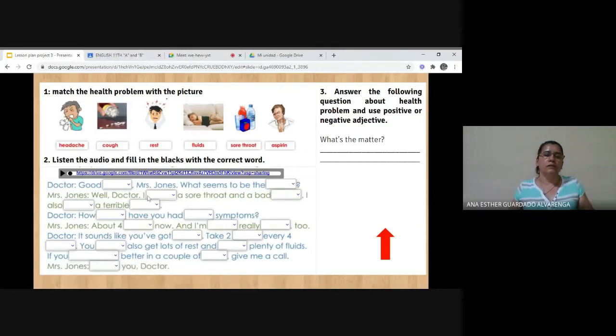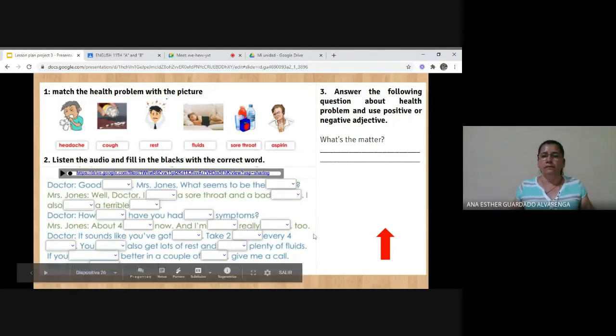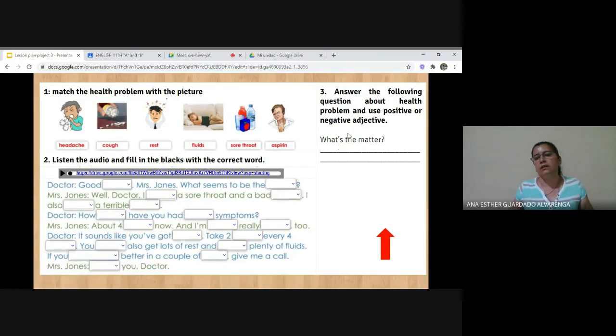The students are going to listen to the audio, follow the reading, and write the vocabulary they hear. And for the last exercise, the students are going to write the answer to the question, what's the matter? The teacher asks them to do it using positive or negative adjectives.